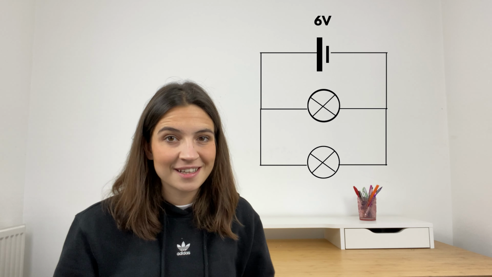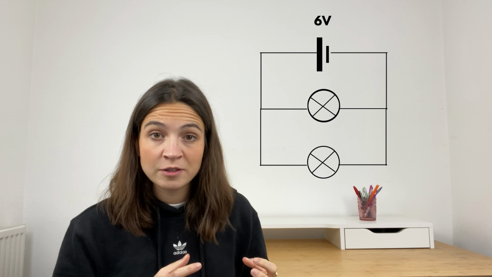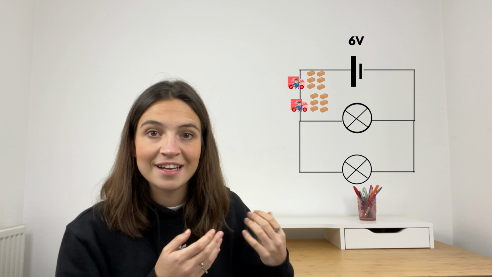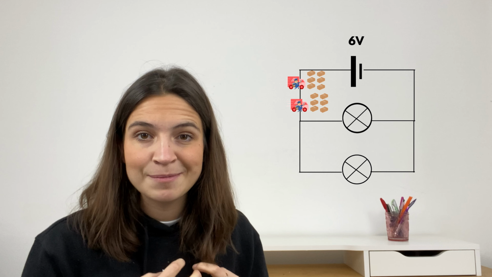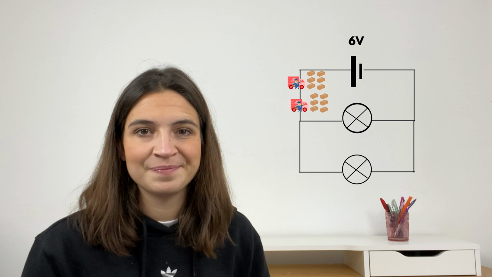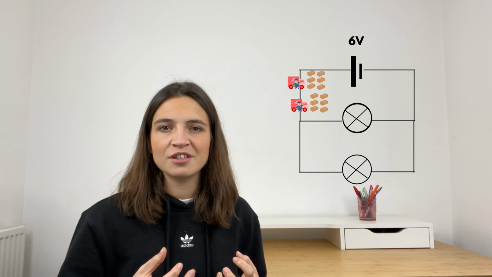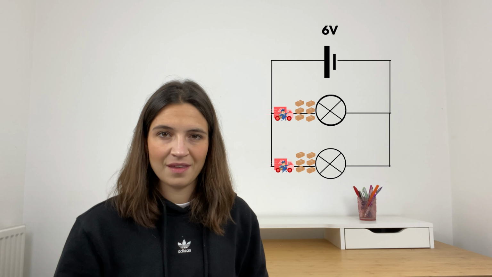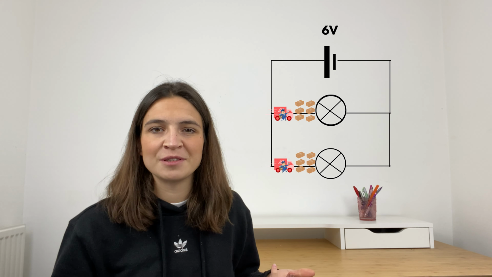In order to answer that, let's consider our postmen. So we're going to think about 2 postmen coming out of the post office and arriving at this junction here. Remember, both of the postmen have 6 packages each to deliver. Now, from our previous videos on current, we should know that at this junction, the postmen split. One postman goes along the top branch and one postman goes along the bottom branch.